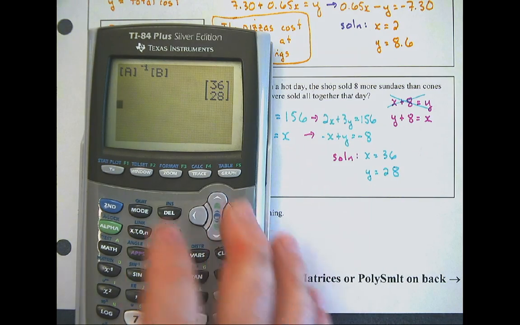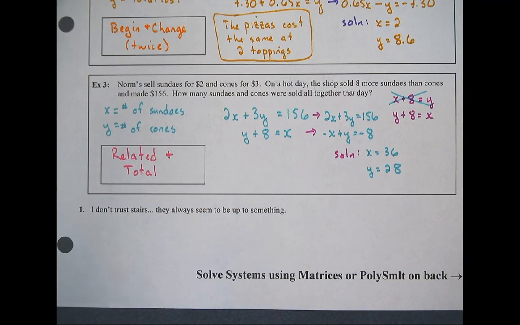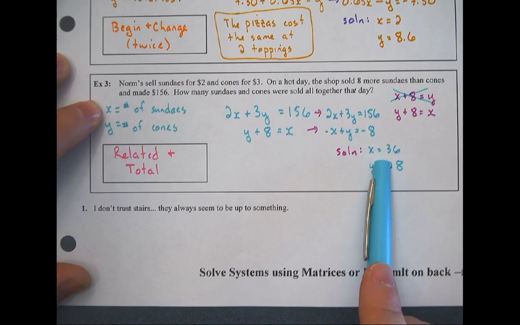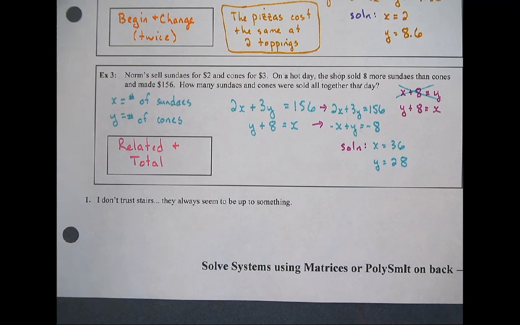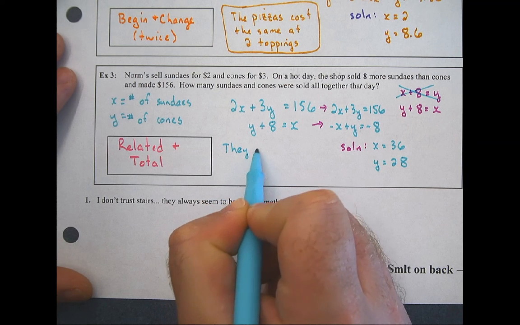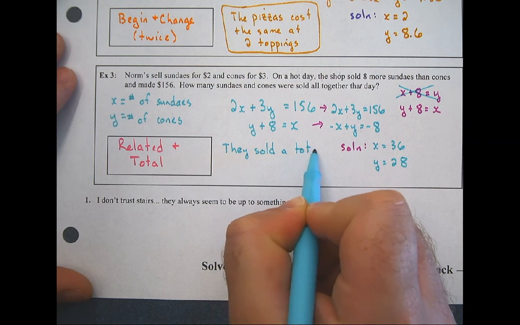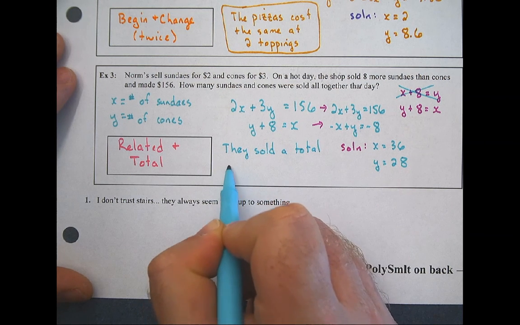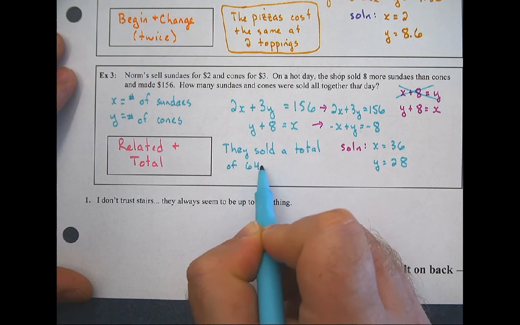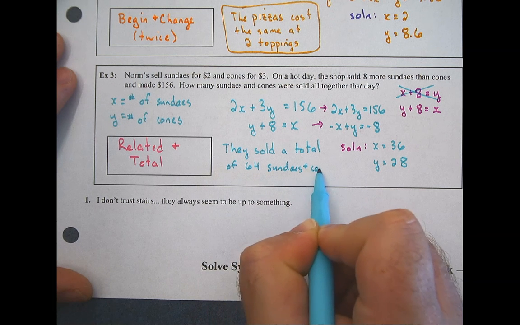Now we got to go back and read the question. How many sundaes and cones were sold altogether that day? So X represents the number of sundaes, Y represents the number of cones, and if we want to know how many were together, we would add those 2 values. 36 plus 28 ends up being 64. So they sold a total of 64 sundaes and cones.